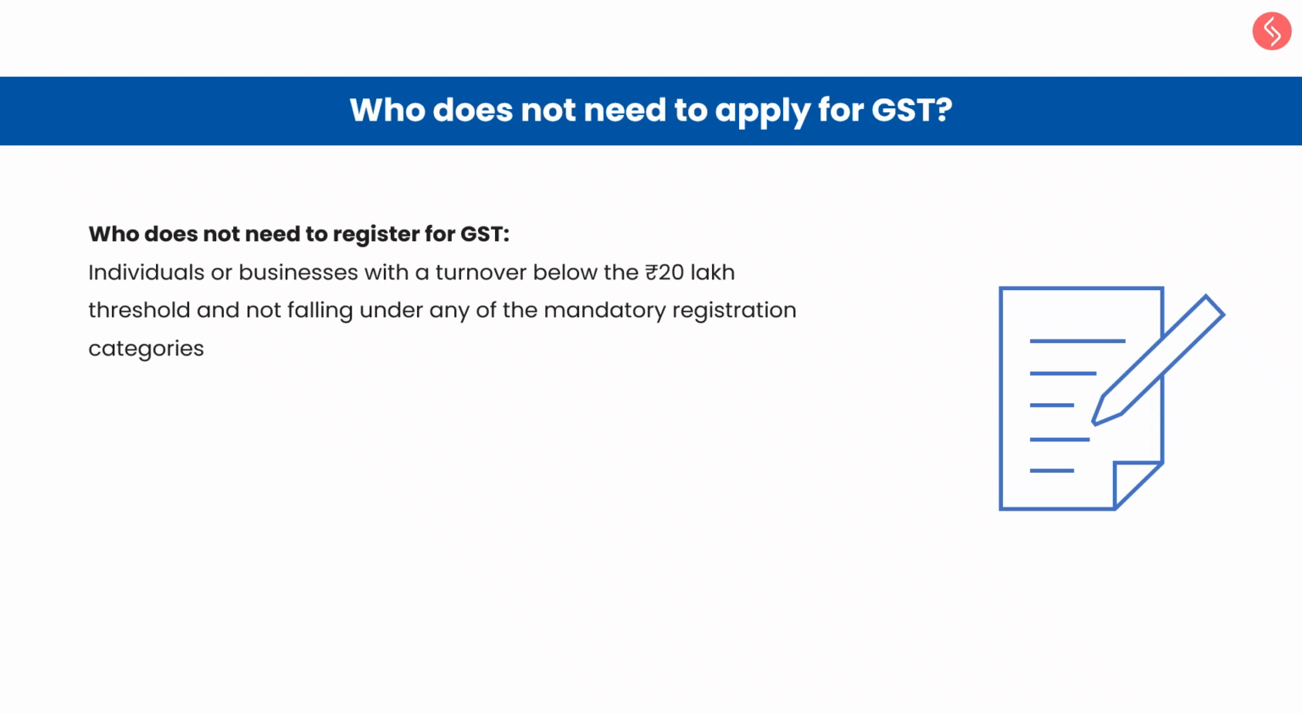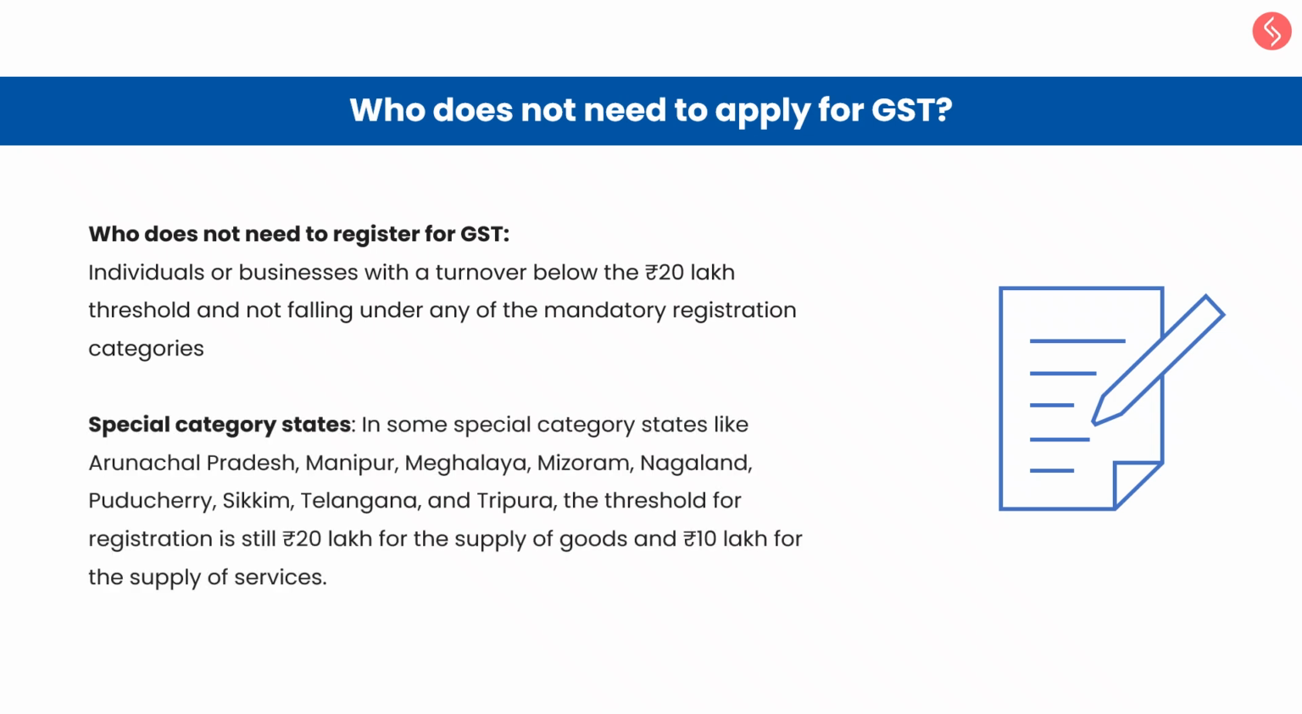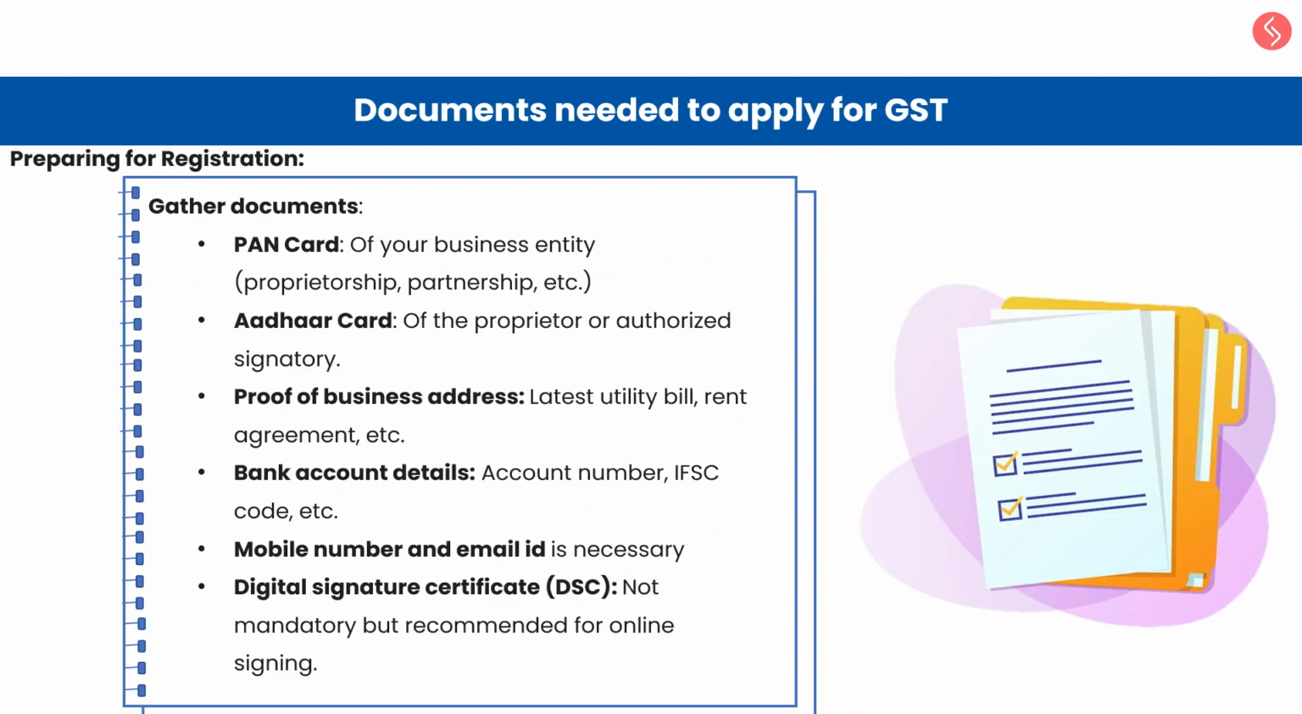So now, who does not need to register for GST? Individuals or businesses with a turnover below the 20 lakh rupees threshold and not falling under any of the mandatory registration categories. Special category states. In some special category states like Arunachal Pradesh, Manipur, Meghalaya, Mizoram, Nagaland, Puducherry, Sikkim, Telangana, and Tripura, the threshold for registration is still 20 lakh rupees for the supply of goods and 10 lakh rupees for the supply of services.